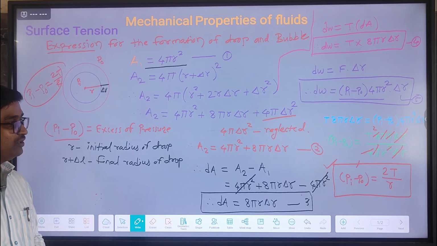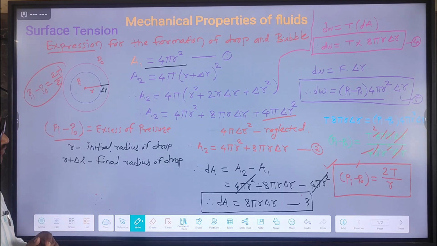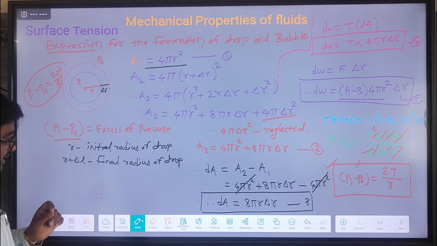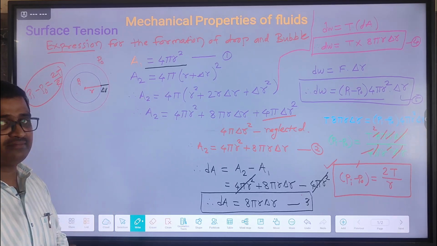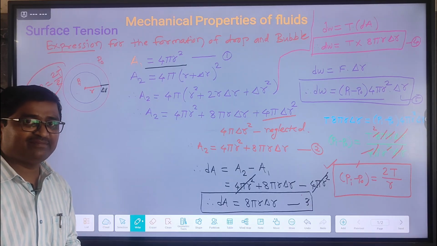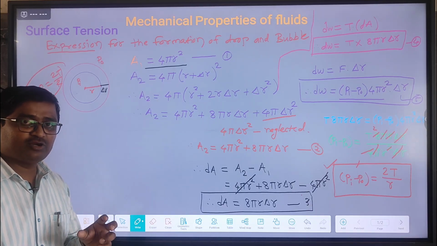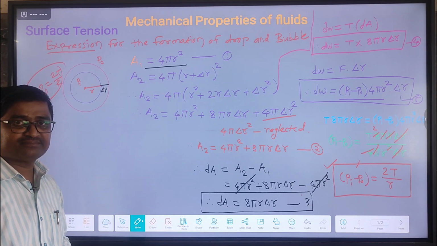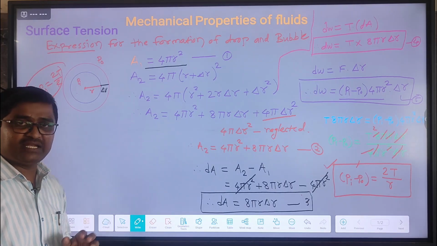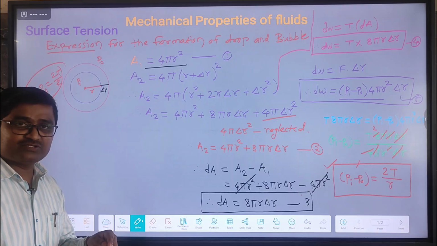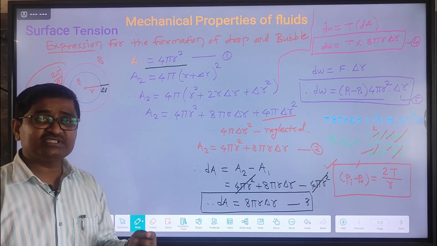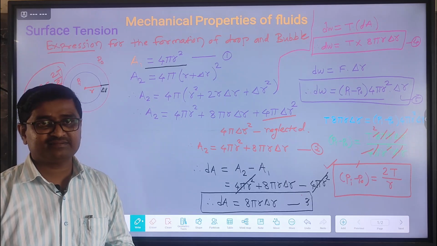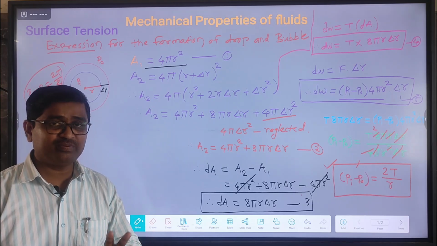What is the expression for the formation of a bubble? Now imagine that this is a bubble. What is the difference between a drop and a bubble? A drop is completely filled with liquid, and only one side is in contact with air. But in a bubble, there is air inside the bubble and also air outside the bubble. It means there are two surfaces in contact with air. This is the easy difference between a drop and a bubble.